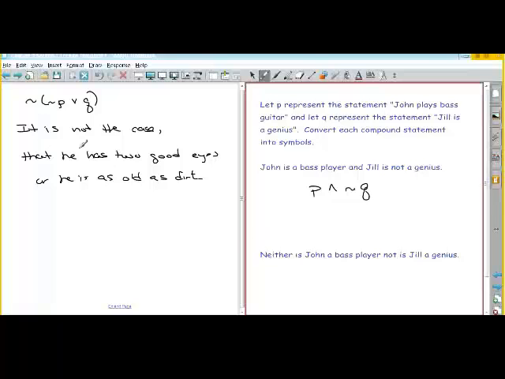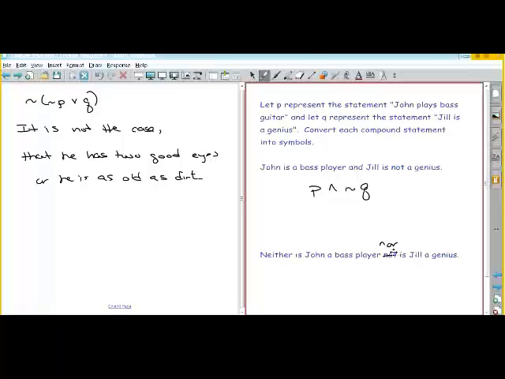Now, the second one is a little more difficult because this is kind of like, it is not the case. Neither is John a bass player, nor is Jill a genius. So what we can do is write John is a bass player or Jill is a genius. We can represent that, and then we can put that in parentheses and put a negation out in front, because this neither is referring to both statements. I guess it'd be neither nor, either or, so maybe that should be an or. Pardon me?